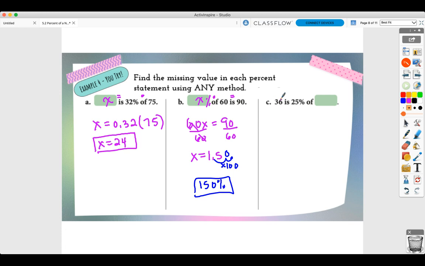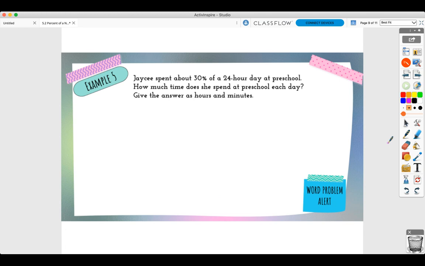Last one here. So is, of, and multiply. So 36 is 0.25 times x. So divide by 0.25. So 36 divided by 0.25 gives you 144. Okay. And again, you can always check: 36 divided by 144 will give you 0.25. All right. Let's do some word problems.